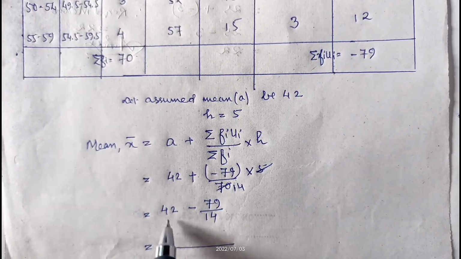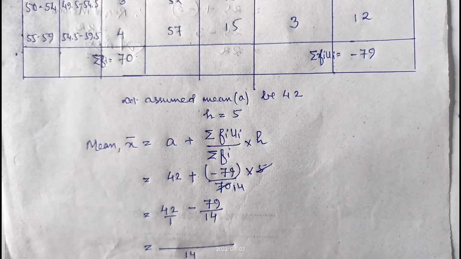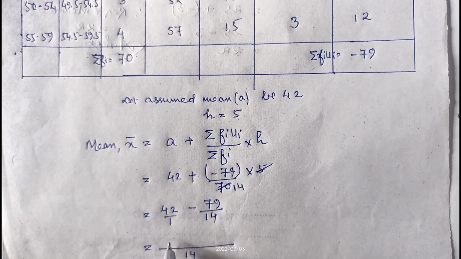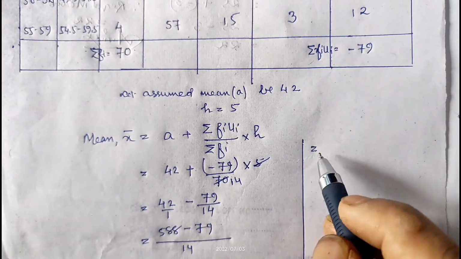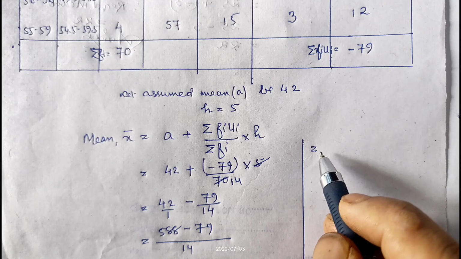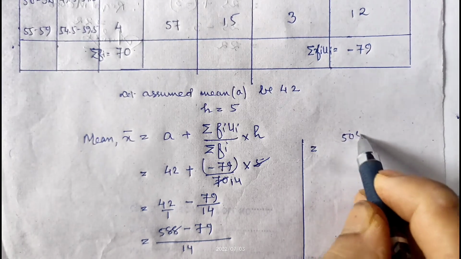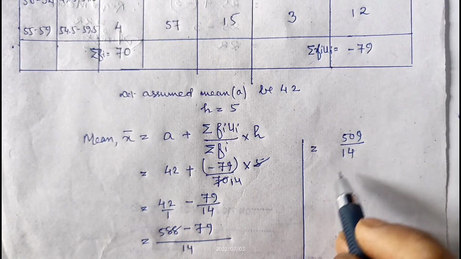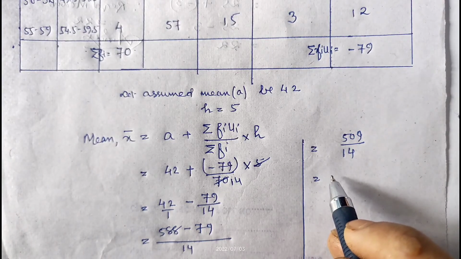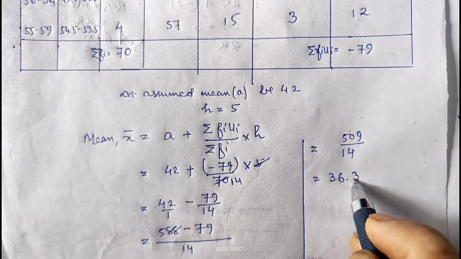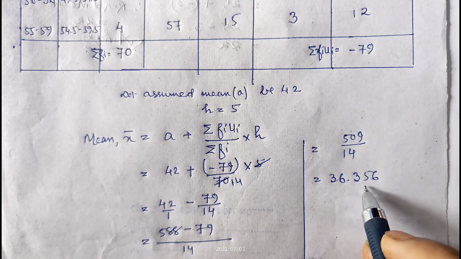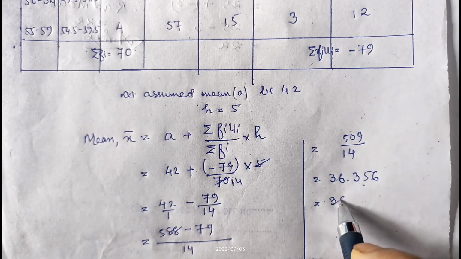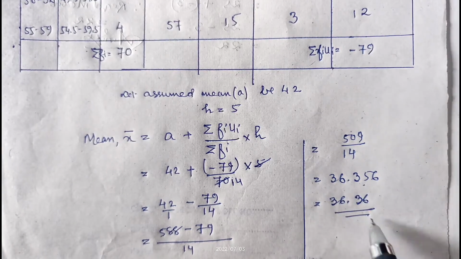Now the LCM of 1 and 14 is 14. 14 into 42 will be 588. So here you write 588 minus 79. 588 minus 79 is 509. So it will be 509 divided by 14, and if you divide 509 by 14, it will be 36.356. Because in the third place it is 6, which is more than 4, we have to cut this and add 1 here. So ultimately it will be 36.36, which is the required mean.